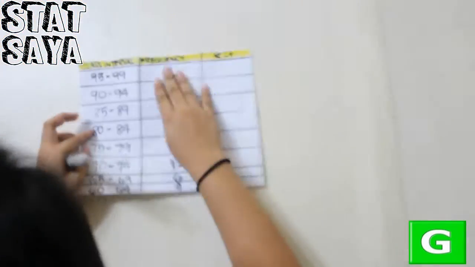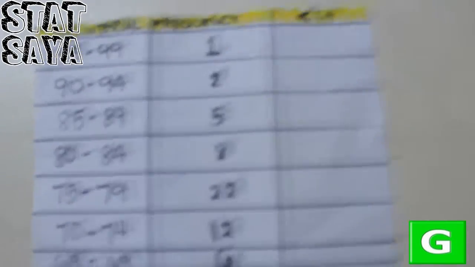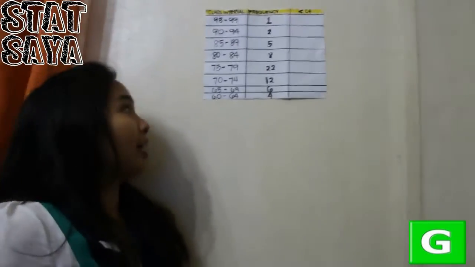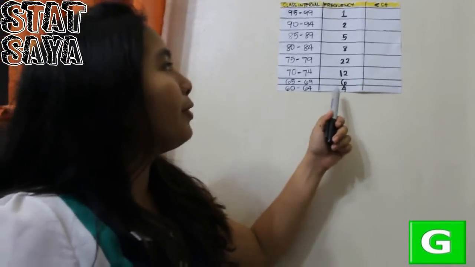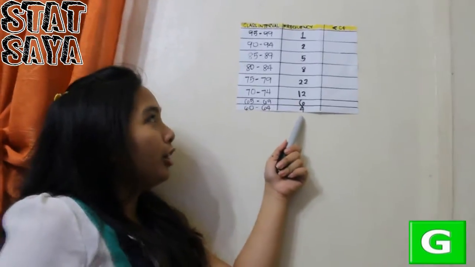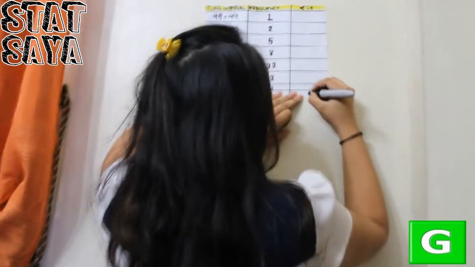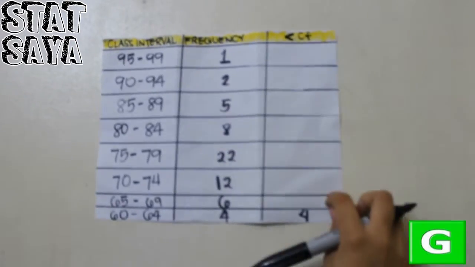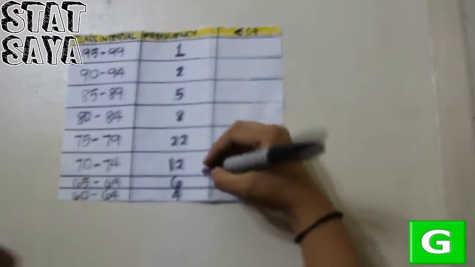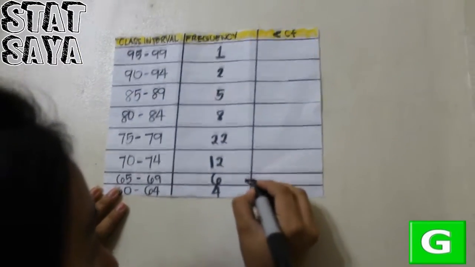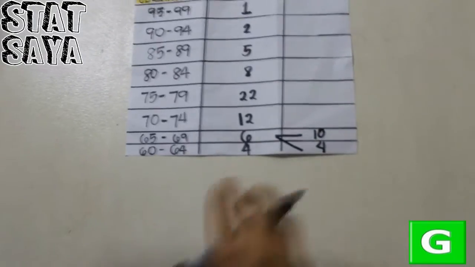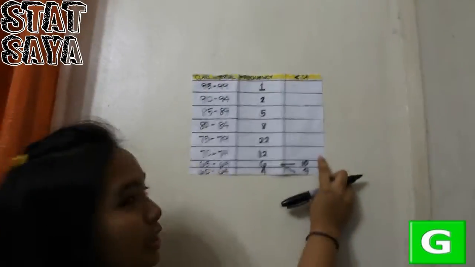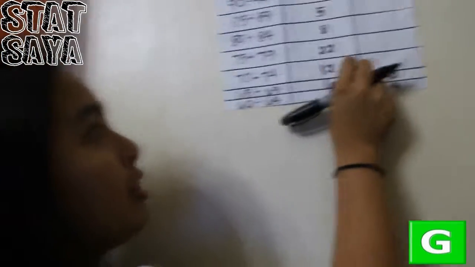The first thing you need to do is fill up the table and get the less than cumulative frequency. First, identify the first class. For this example, the first class is 60 to 64, and its frequency is 4. You copy 4 to this column. For you to get the next cumulative frequency, add 4 to the next frequency. 4 plus 6 is equals to 10. And for the next cumulative frequency, you add 10 to the next frequency, which is 12.